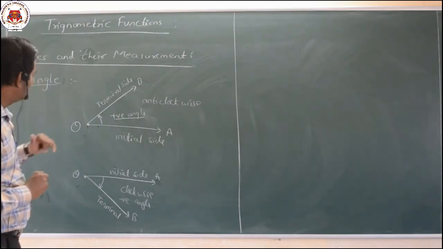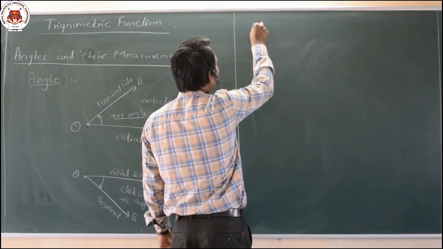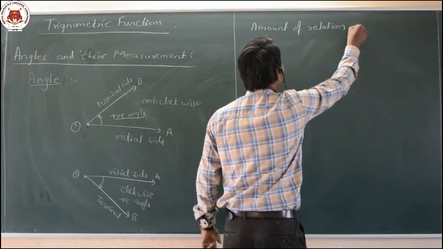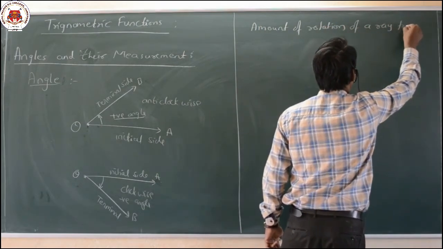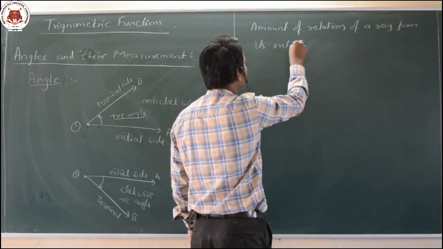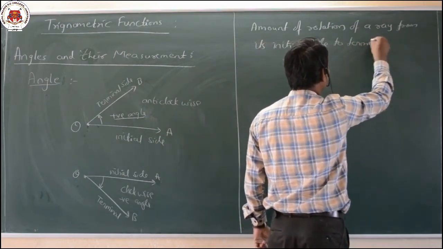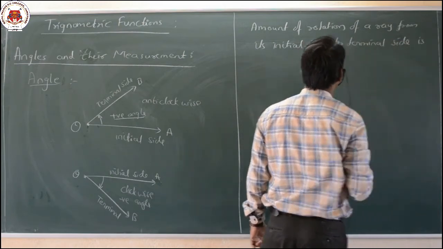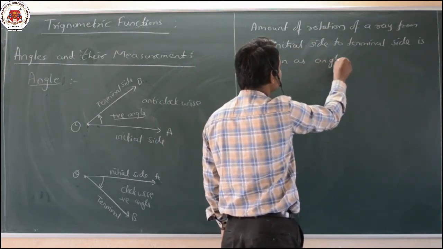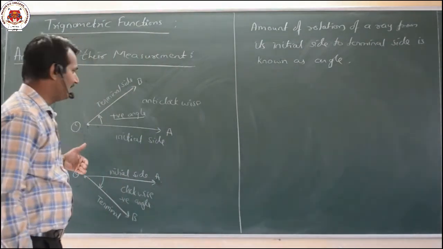So now how do we define the angle here? Angle can be defined as the amount of rotation of a ray from its initial side to terminal side. That is known as angle. That is our clear definition, the definition for our angle.